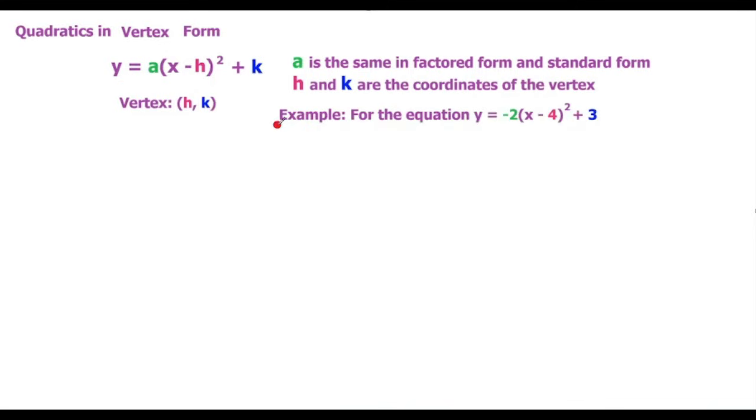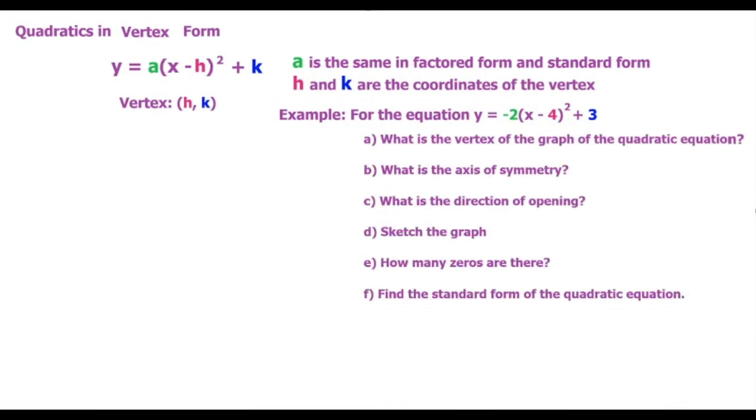So we're going to work through an example for the equation y equals -2(x minus 4) squared plus 3. So we have our equation in vertex form. And we're going to answer all of these questions. What is the vertex of the graph of the quadratic equation? What is the axis of symmetry? What is the direction of opening? We're going to sketch the graph. We're going to figure out how many zeros there are. And we're going to find the standard form of the quadratic equation.